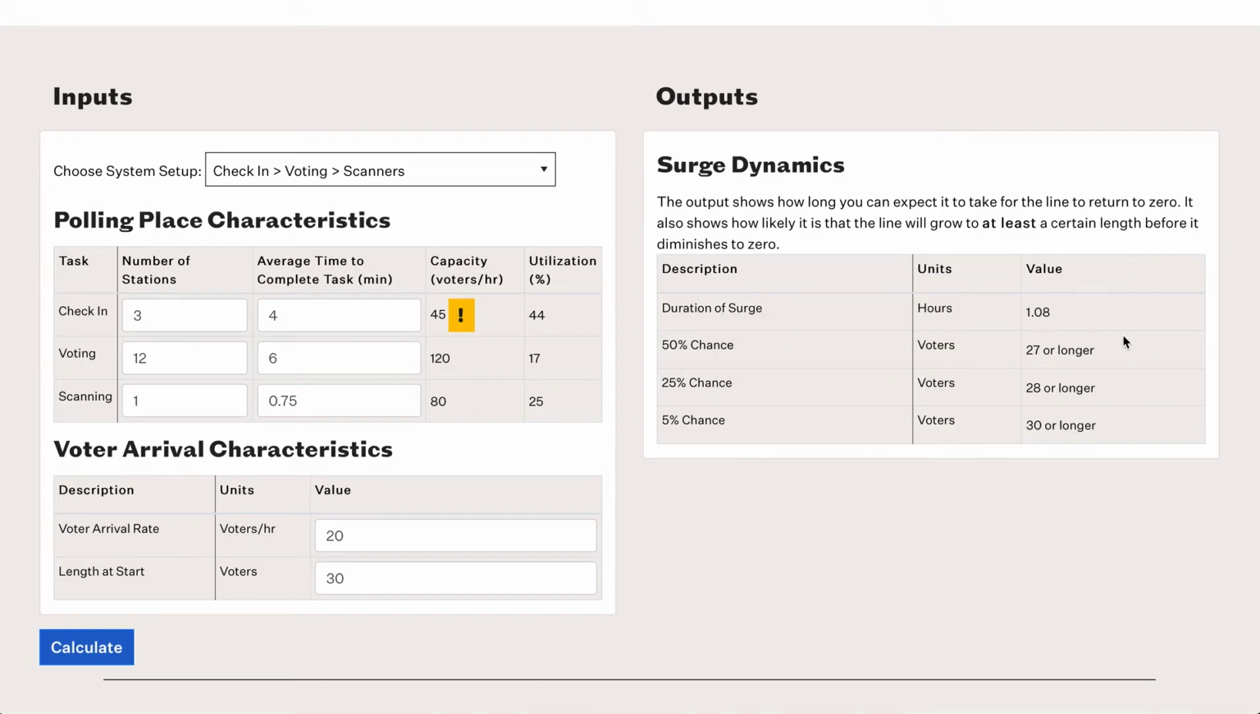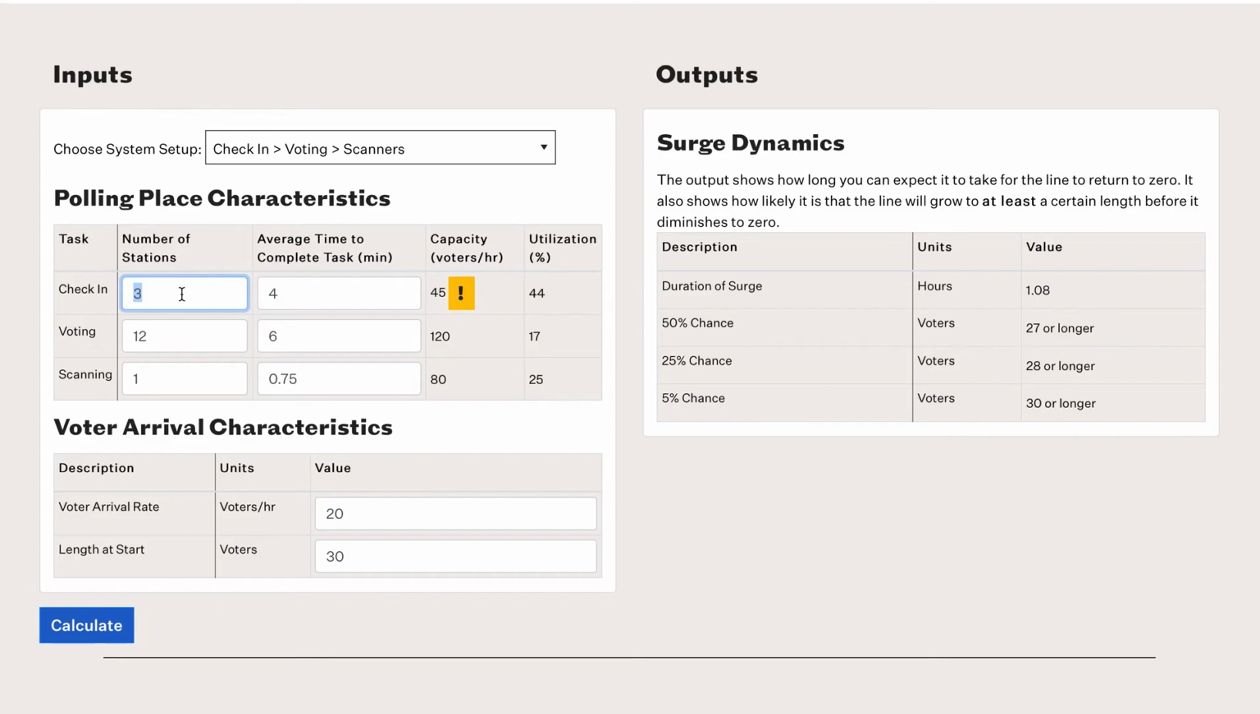You'll notice here that 27 or longer for 50% chance is actually shorter than the original length, and that's because this model assumes that immediately when the polls open, the line drops by the number of stations in the bottleneck, in this case 3. So we open the doors, the line drops to 27 people, and there's a 50% chance that the line will get to 27 or longer after that. This is slightly disingenuous, and it's important to be careful here. There's actually a 100% chance that the line will get to 27 or longer because it's 27 immediately.